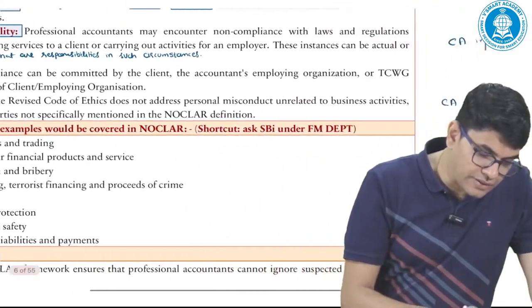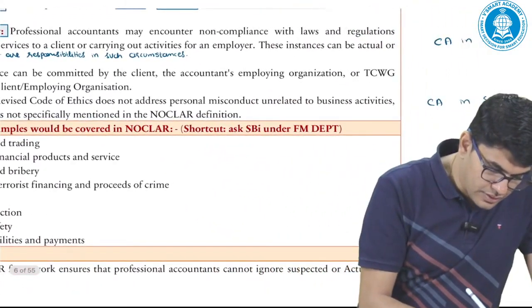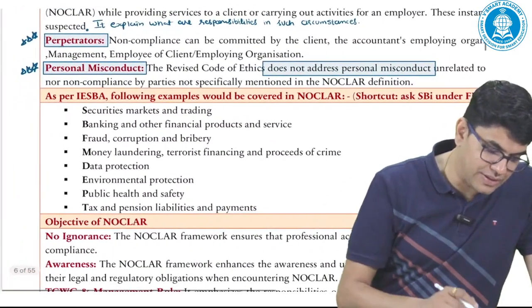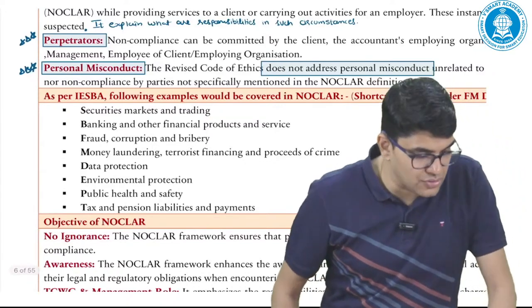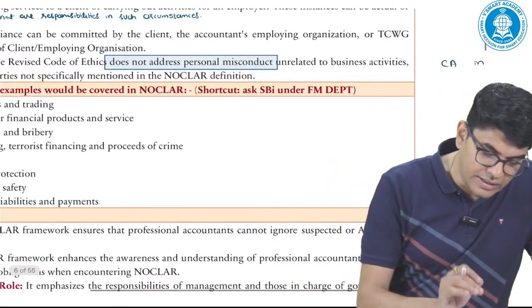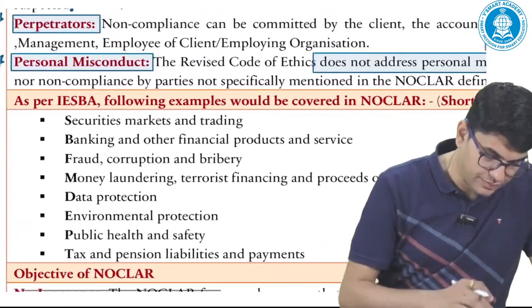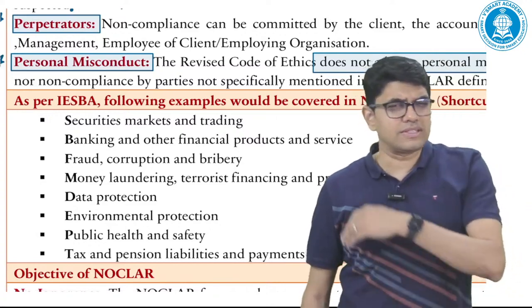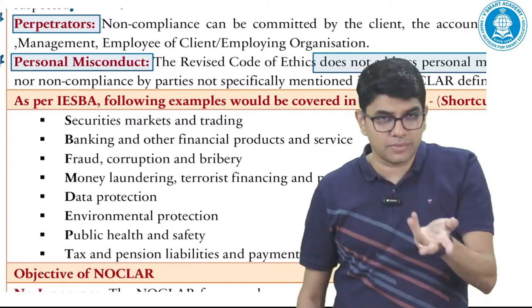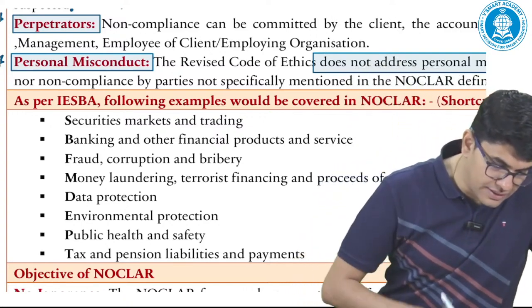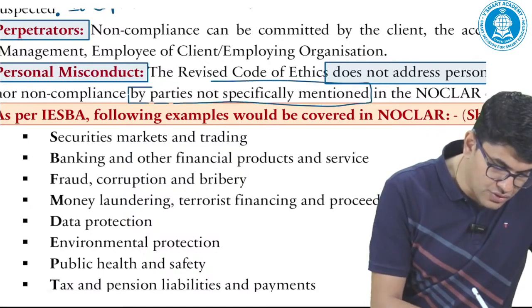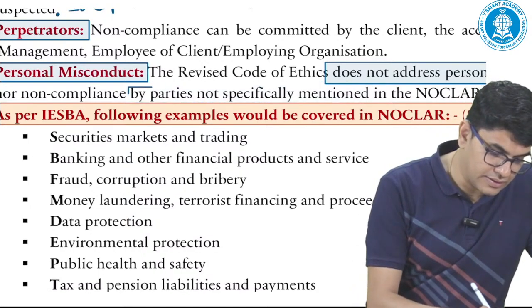The revised Code of Ethics does not address personal misconduct unrelated to the business activities, nor non-compliance by parties not specifically mentioned in the non-compliance definition. So if they are doing something in their personal life which has nothing to do with business or professional activities, NOCLAR is not applicable. Or non-compliance by parties not specifically mentioned. That's what we said.